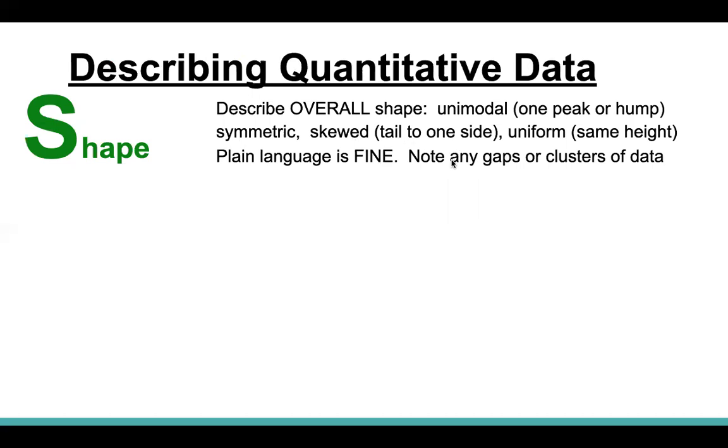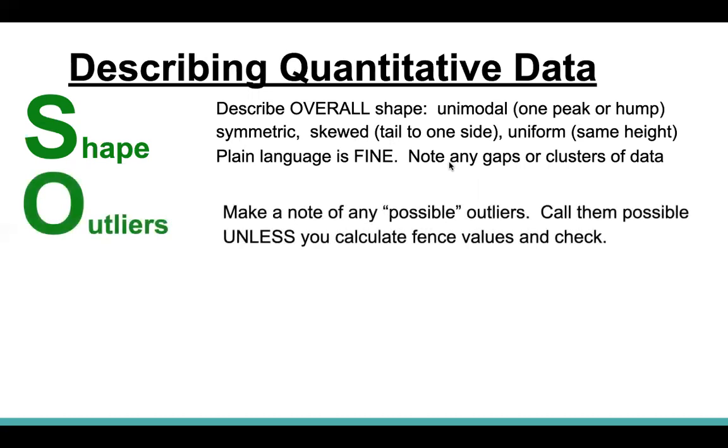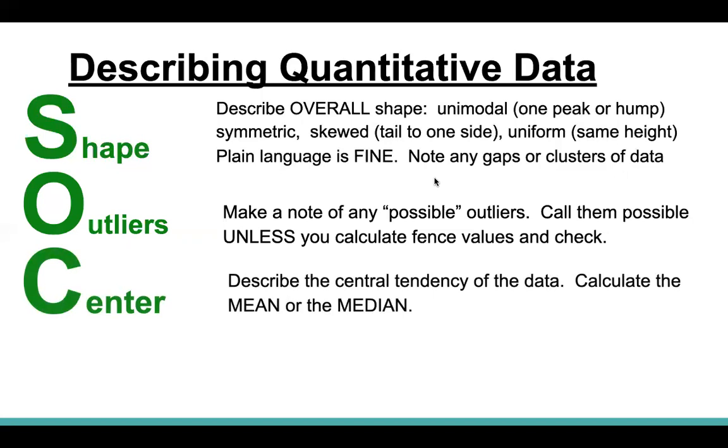And make sure you note any gaps or clusters of data. Outliers, make note of any possible outliers. Call them possible unless you calculate the fence value, which is Q1 minus 1.5 times IQR or Q3 plus 1.5 times IQR. Center, we describe the central tendency of the data, and we calculate either the mean or the median.